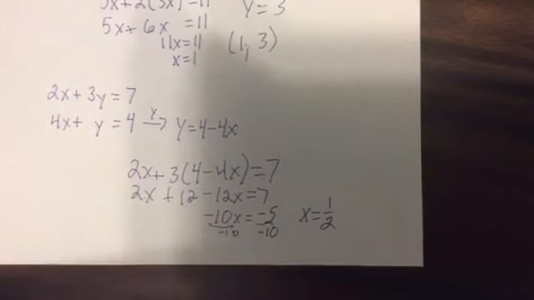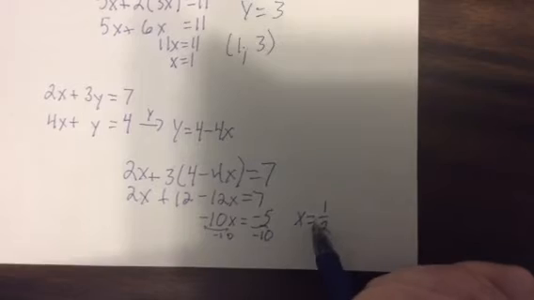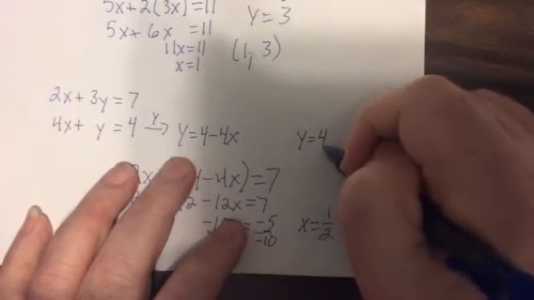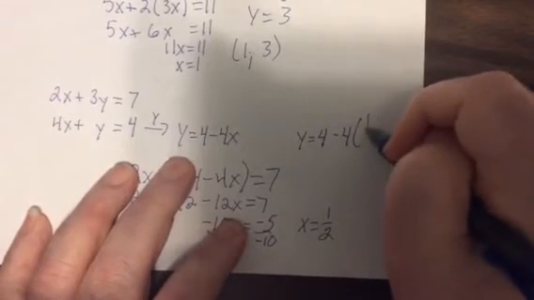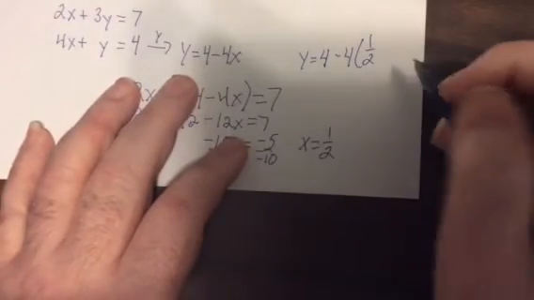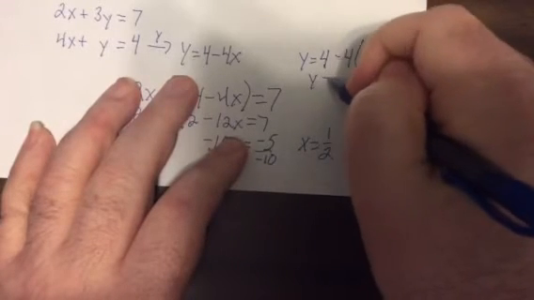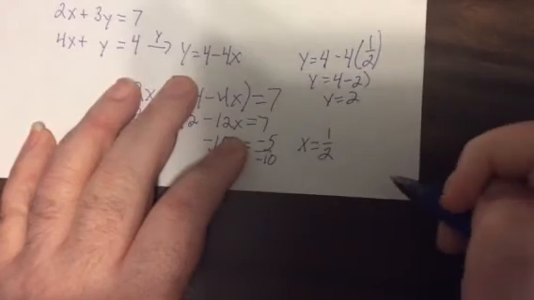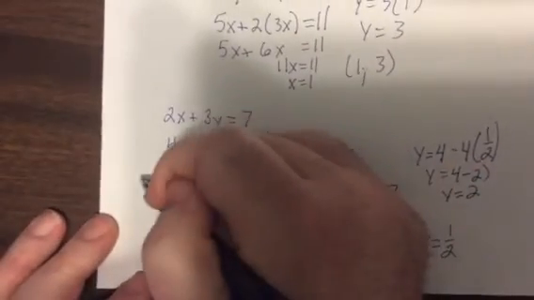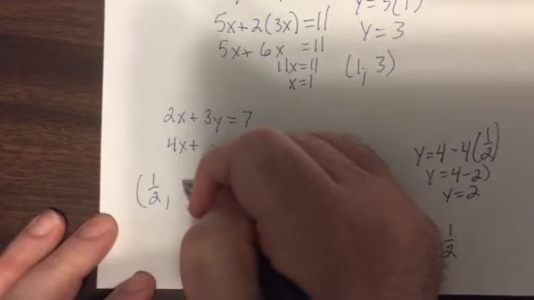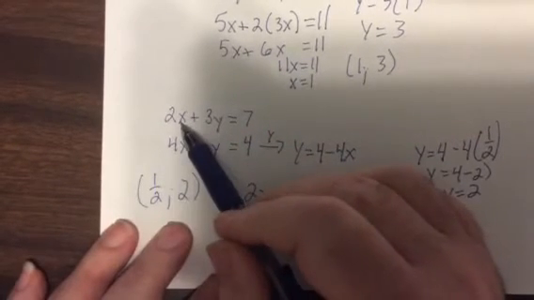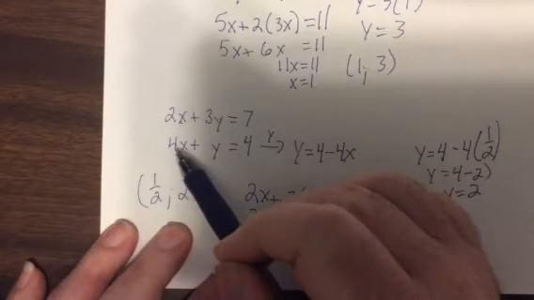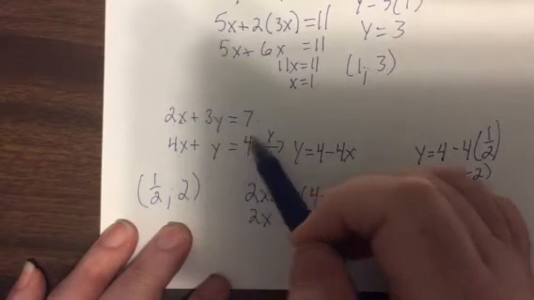Now I've had kids erase everything, but you can give fractions. Fractions are fine. So y equals 4 minus 4 times a half. Here, let me raise that up. That's kind of dark. So y equals 4 minus 2, so y equals 2. So it's (1/2, 2). Now to check it, 1/2 of 2 is 1, plus 3 times 2 is 6, 6 plus 1 is 7. 1/2 of 4 is 2, plus 2 is 4. Yay!